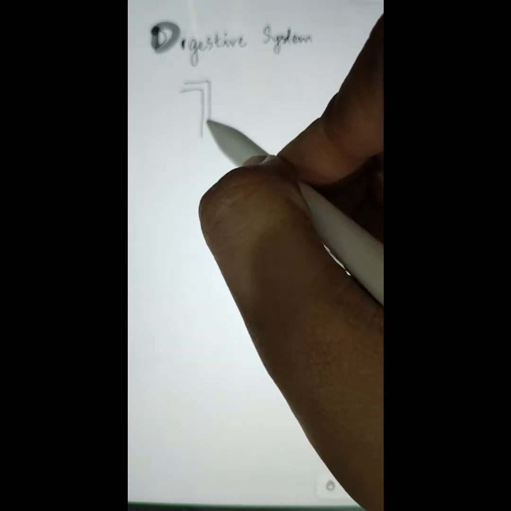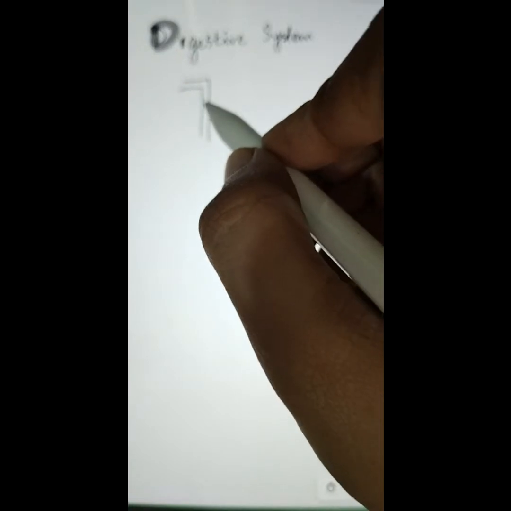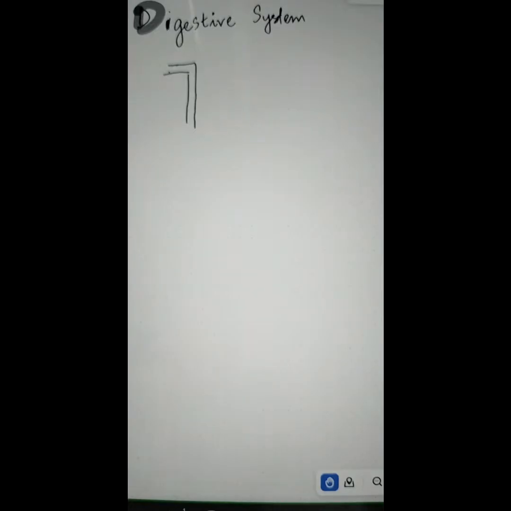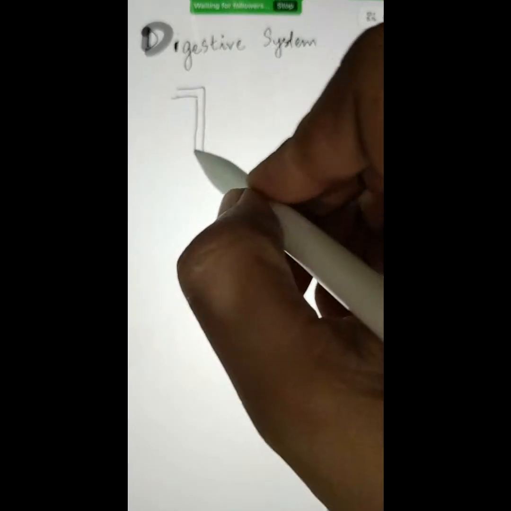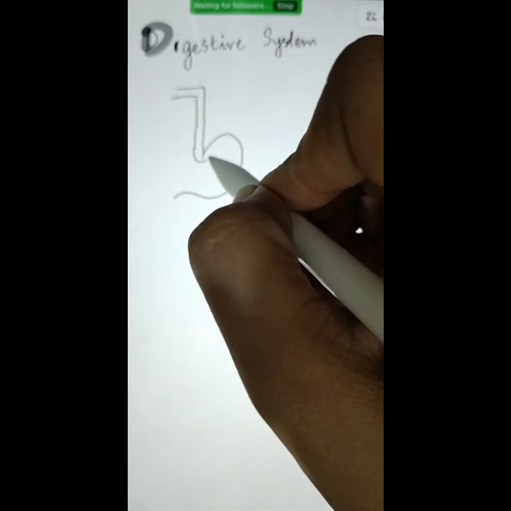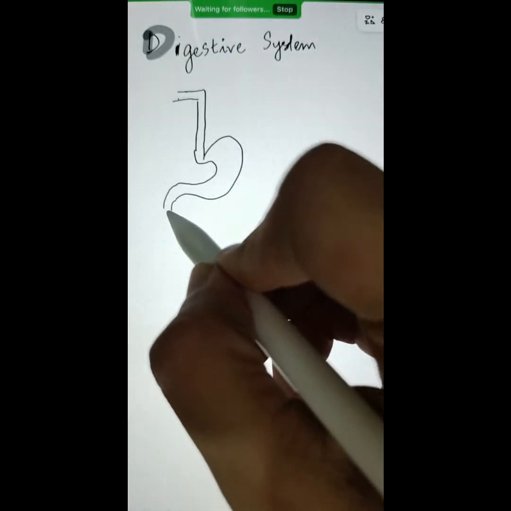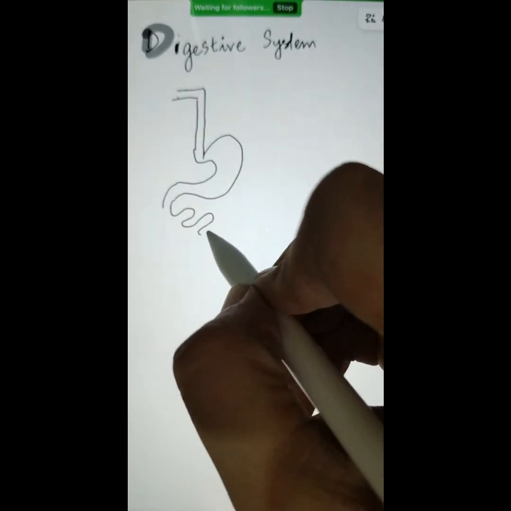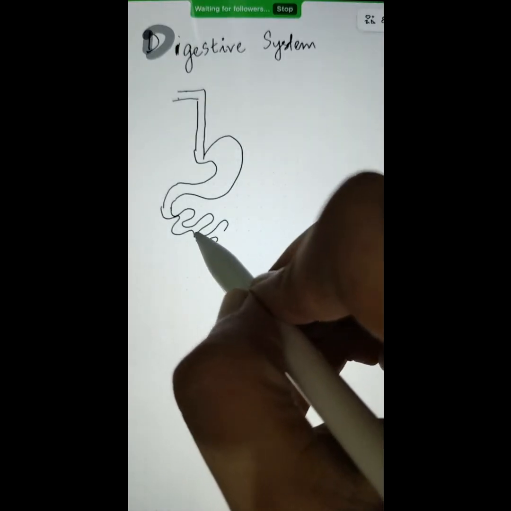So digestive system begins with the mouth, and then we have food pipe or esophagus, right? Let me set the screen. So we have esophagus and then we have stomach. After the stomach, we have small intestine, which is a coiled structure just after the stomach.